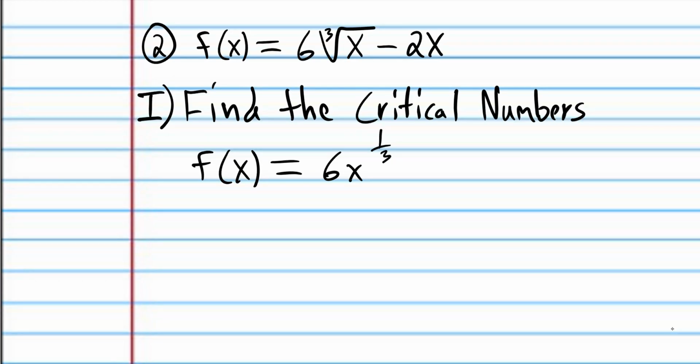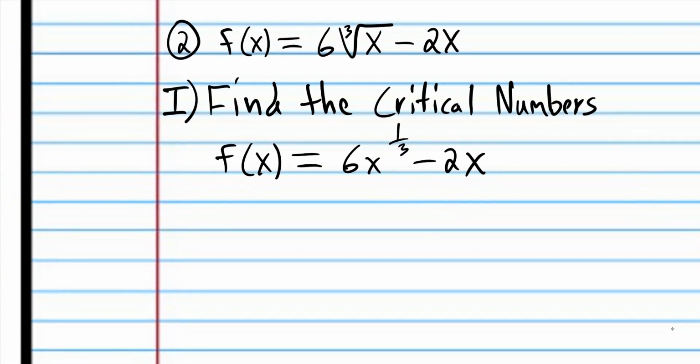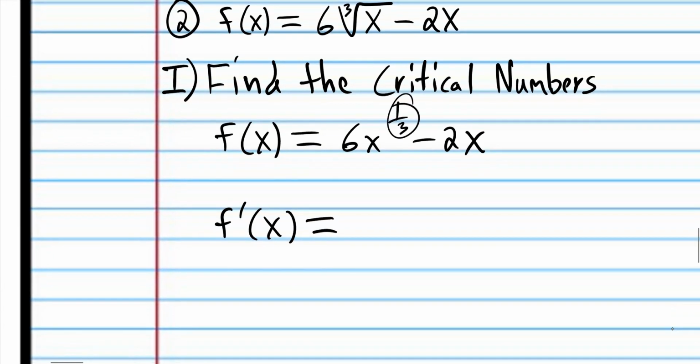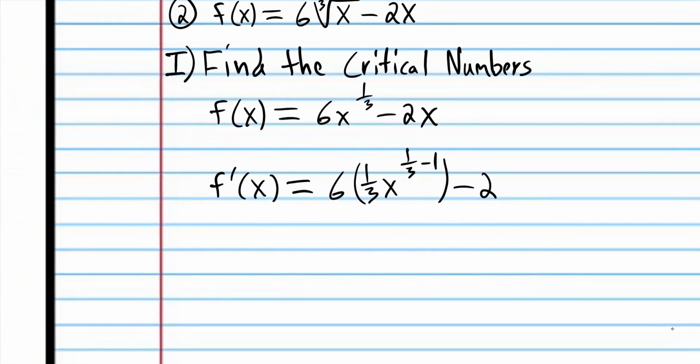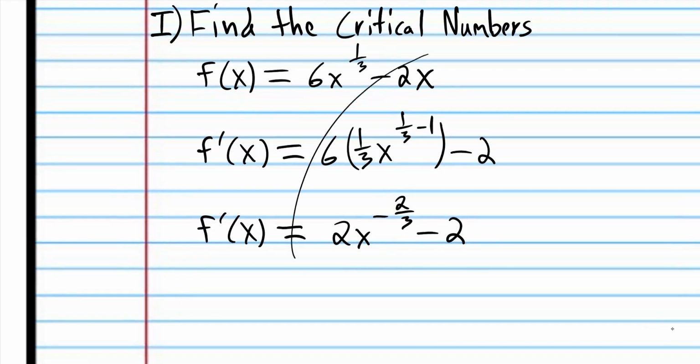But in order to figure that out, we need to first find the derivative. And it's going to be a lot easier to find the derivative if we change to exponential form. And so now let's find the derivative. Now remember, the power rule tells us that 1/3 comes down and it multiplies into the 6, but you don't have to show that, but I'm going to go ahead and show that. And then we end up with 2x to the negative 2/3 power minus 2. So we've been doing this for many, many weeks now. That's just basic derivative stuff.